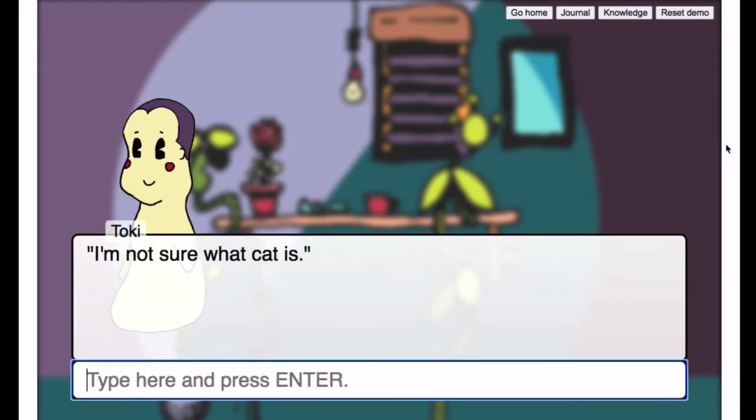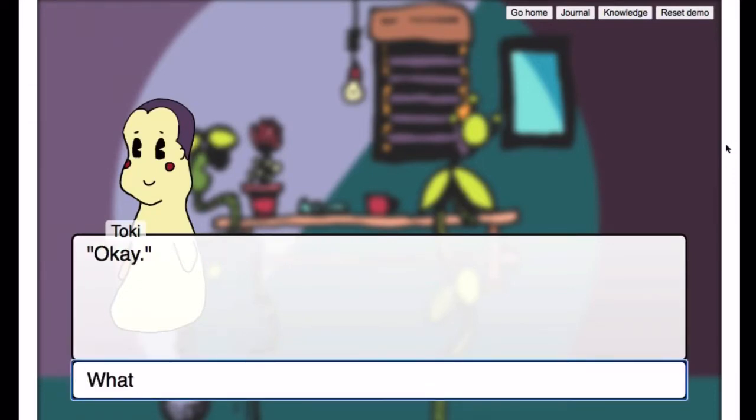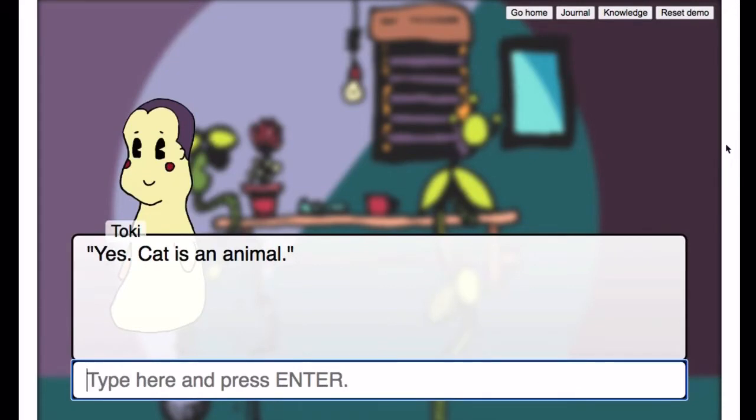So, Toki knows far less than GPT-3 or other language models, but you can teach it. We can teach it facts. A cat is an animal. Okay, so now it knows it. What is a cat? Is a cat an animal? Yes, cat is an animal.